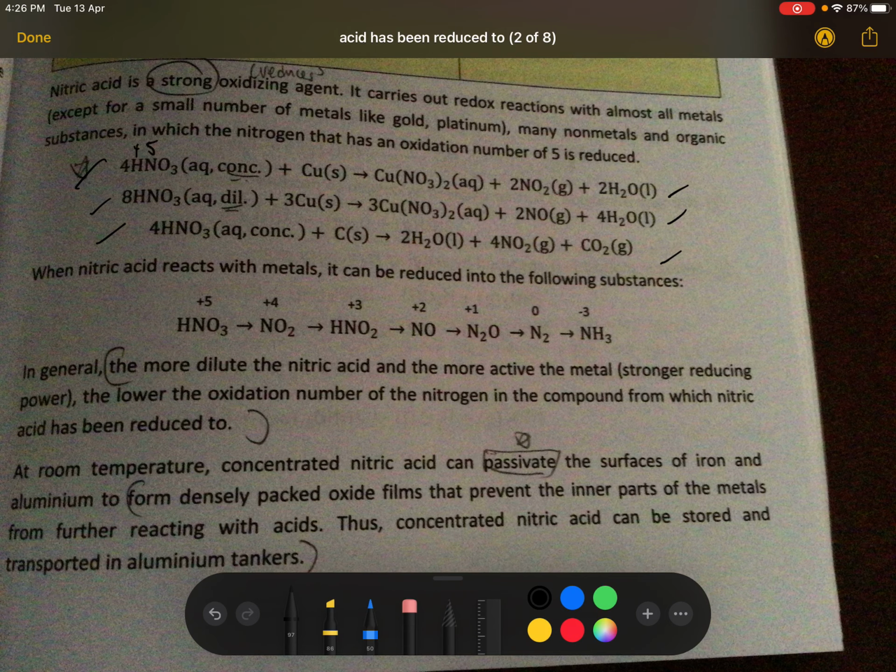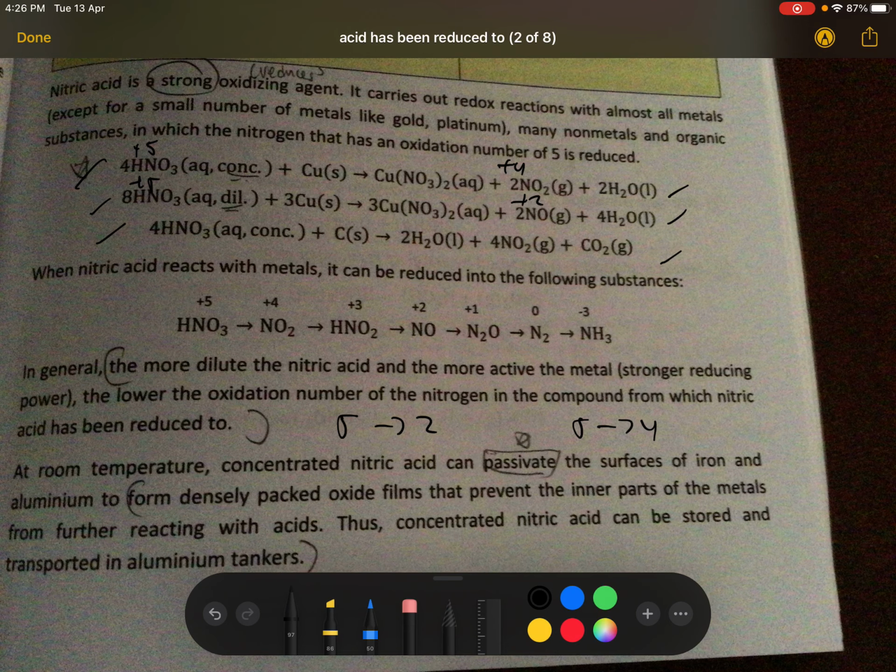So for example, here nitrogen is +5, and here it is still +5, but here it is +4, if I'm not wrong. Here is +5, over here it becomes +2. So you see that in diluted solutions, it goes from 5 to 2, so it's a bigger drop in oxidation number. But in concentrated solutions, it's from 5 to 4 only. So the more dilute the nitric acid is, the lower the oxidation number.